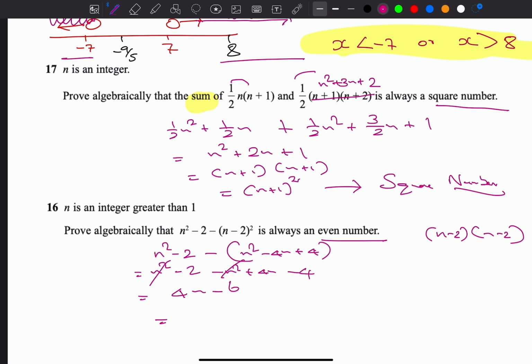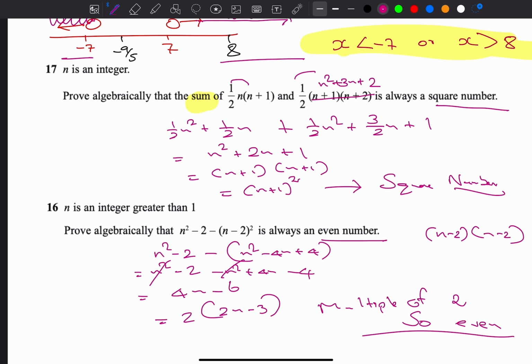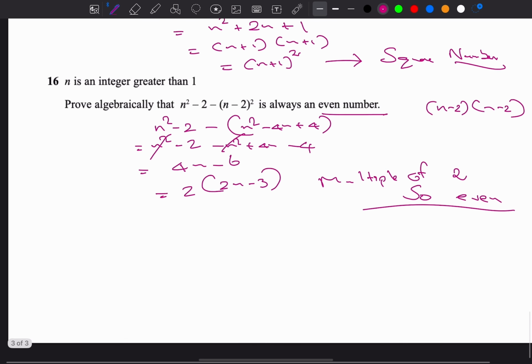And because it's an even number, it's a multiple of 2. Take 2 outside: 2(2n - 3). It's a multiple of 2, so it's an even. Okay, that would do.